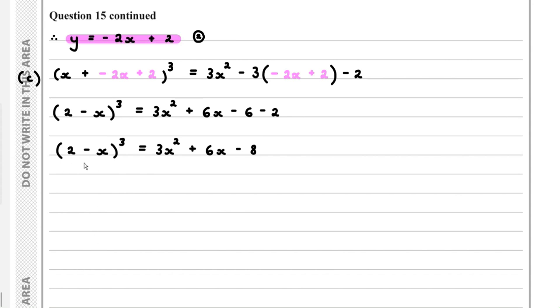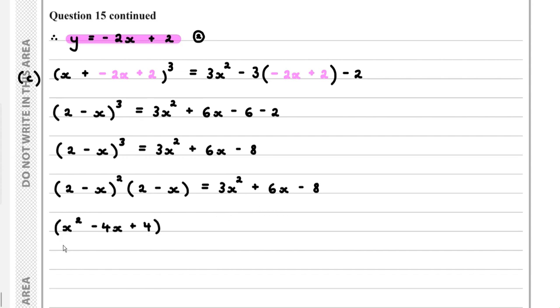Now the 2 subtract x cubed I can rewrite as 2 subtract x squared times 2 subtract x. And on the right hand side that remains the same as 3x squared plus 6x subtract 8. Now I'm going to expand the 2 subtract x squared. I end up with x squared subtract 4x plus 4, and I still multiply this by 2 subtract x, and this is equal to 3x squared plus 6x subtract 8.